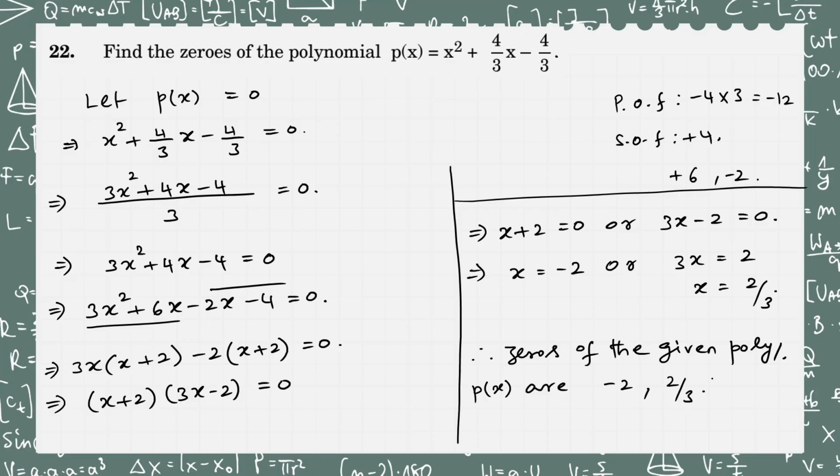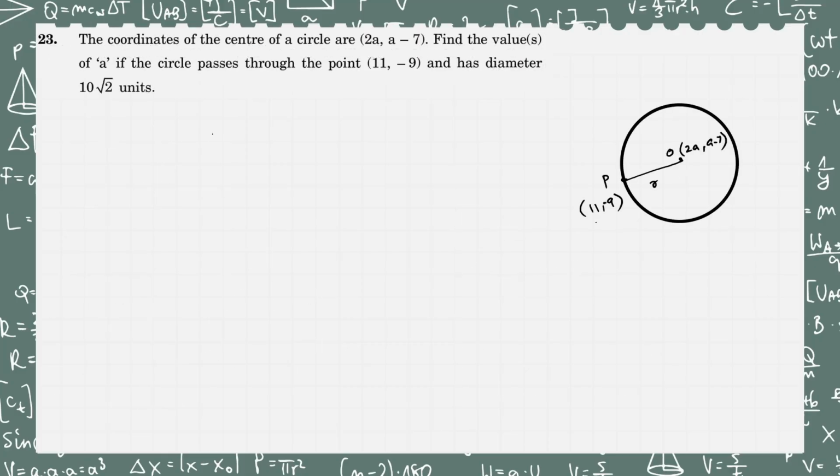That's the answer. Now let us move on to the next sum. The coordinates of the center of a circle are (2a, a minus 7). Find the value or values of a if the circle passes through the point (11, minus 9) and has diameter 10 root 2 units. Let us try to draw the scenario for the given information.